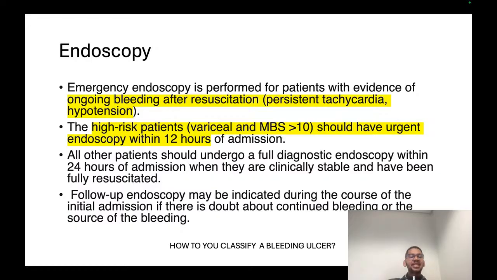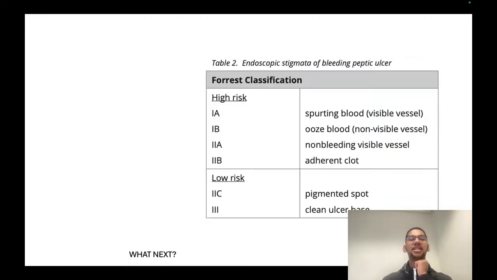Follow-up endoscopy may be indicated during the course of the initial admission if there is doubt about continued bleeding or the source of bleeding. So how do you classify a bleeding ulcer? You have one, two, and three. With the first level, it depends if there's bleeding. So with 1A and 1B, there's bleeding. With 1A, there's a visible vessel, so you have spurting of blood. 1B, you can't see the vessel, but there's oozing of blood. 2A, you have no bleeding, but there's a visible vessel. 2B, there's no bleeding, but there's an adherent clot, so you can't see the vessel. With 2C, you have a pigmented spot, and 3, you have a clean ulcer base.